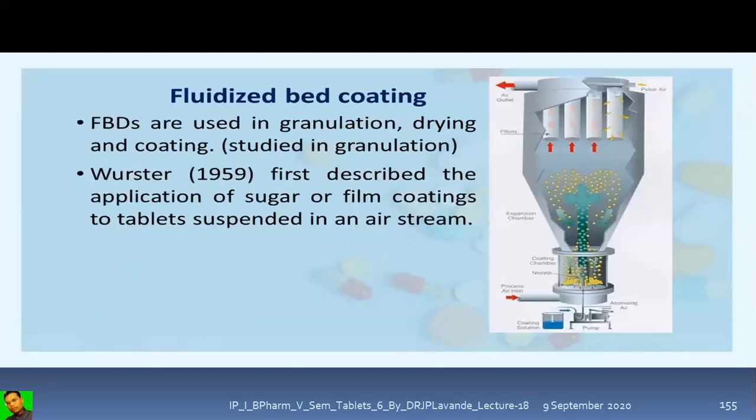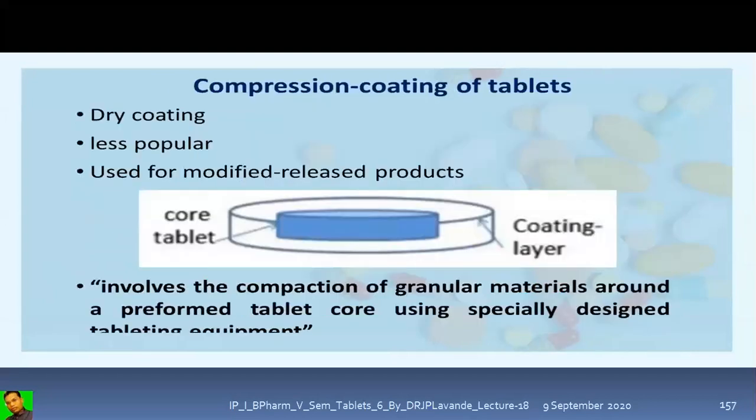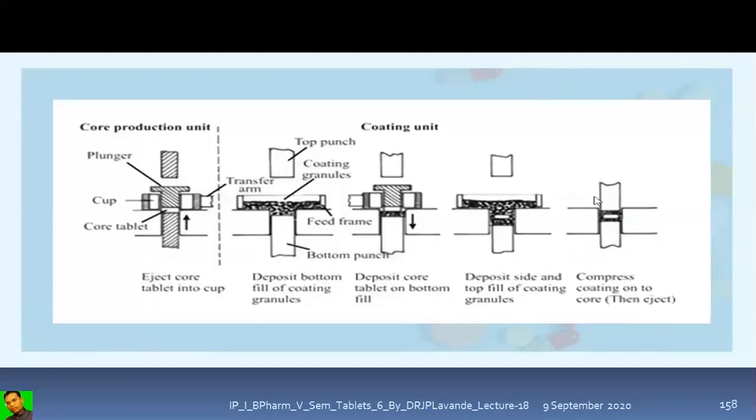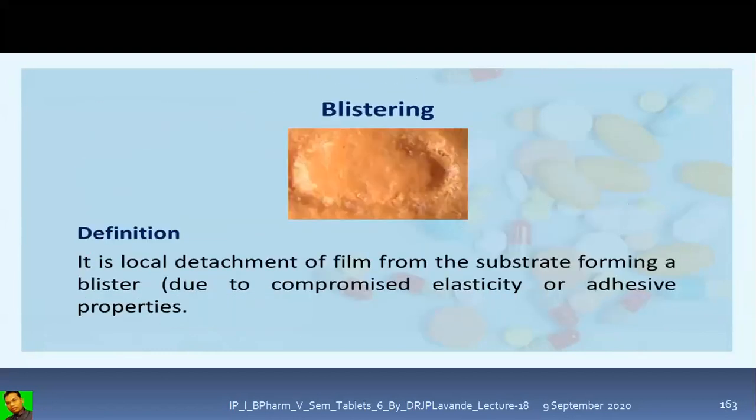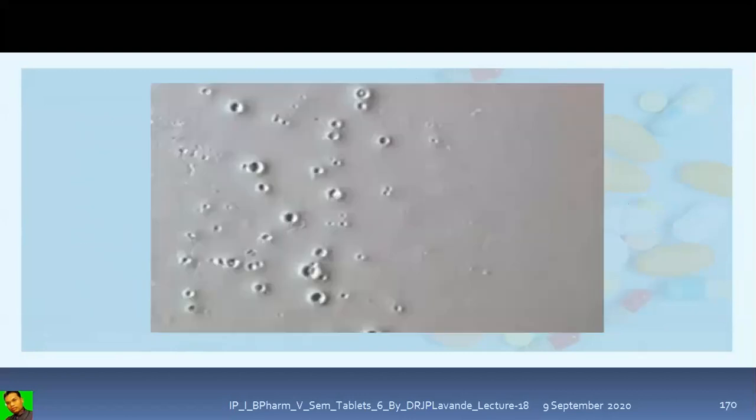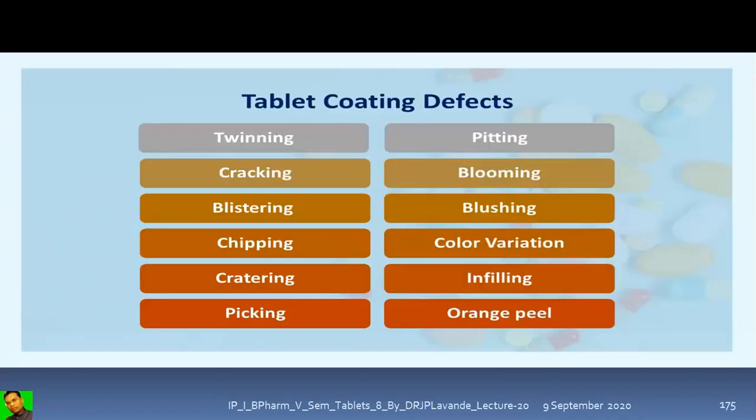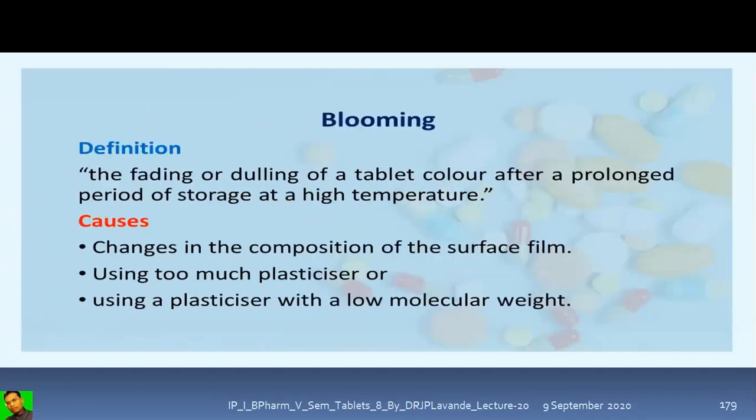Then we looked at the third kind of coating, which is the compression coating, where a tablet is compressed within the coating material, that is the tablet within the tablet. And further we saw the coatings. Coating is also associated with defects if it does not occur perfectly, that is the twinning, pitting, cracking, blooming, blistering, blushing, chipping, color variation, cratering, infilling, picking, and the orange peel. All the different details, their causes, and their remedies, we saw in our subsequent lectures, right?